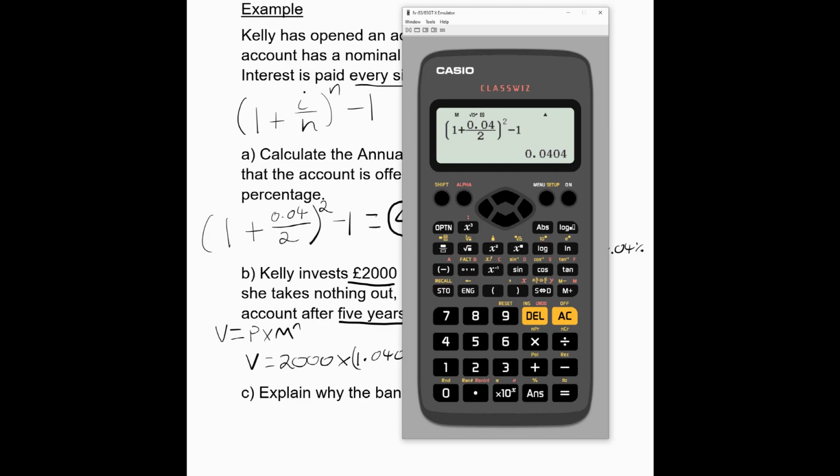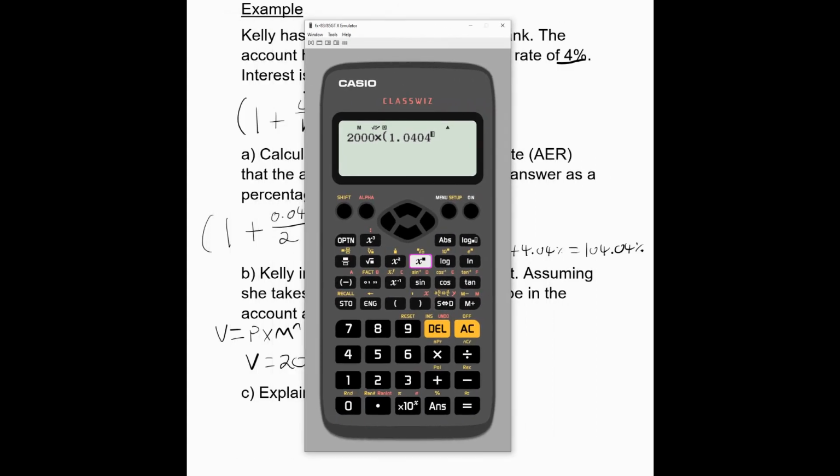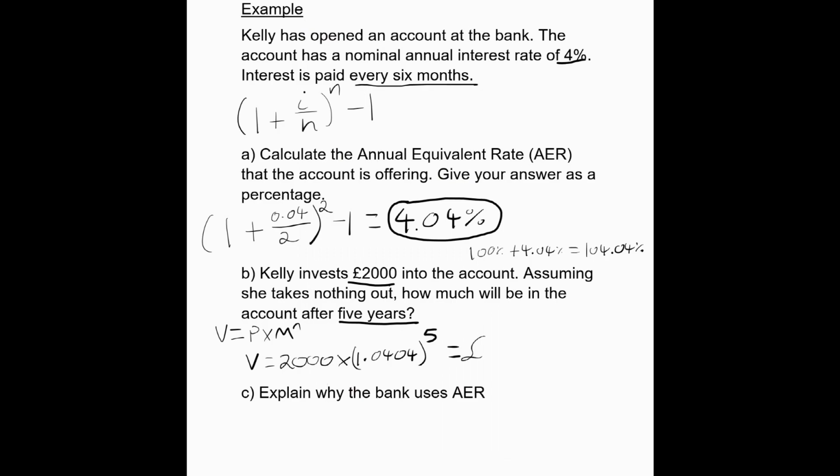So I have 2,000 times 1.0404 all to the power of 5, and that gives me 2437.99. So that's £2,437.99. And as we discussed earlier, the bank uses AER to fairly compare interest rates.